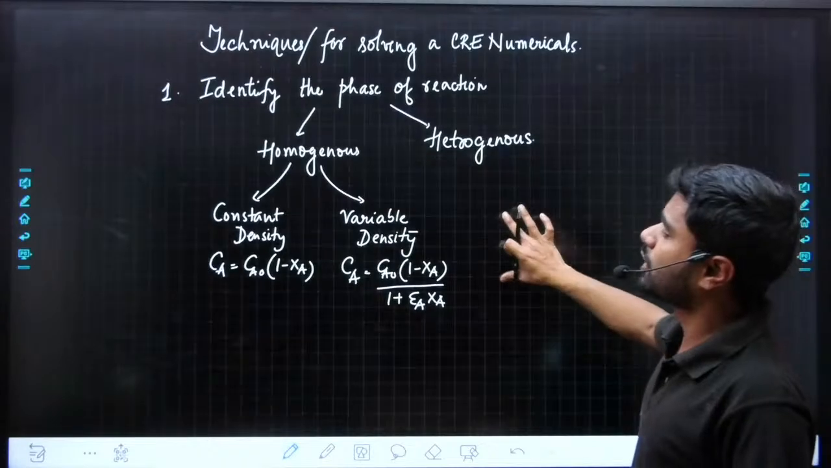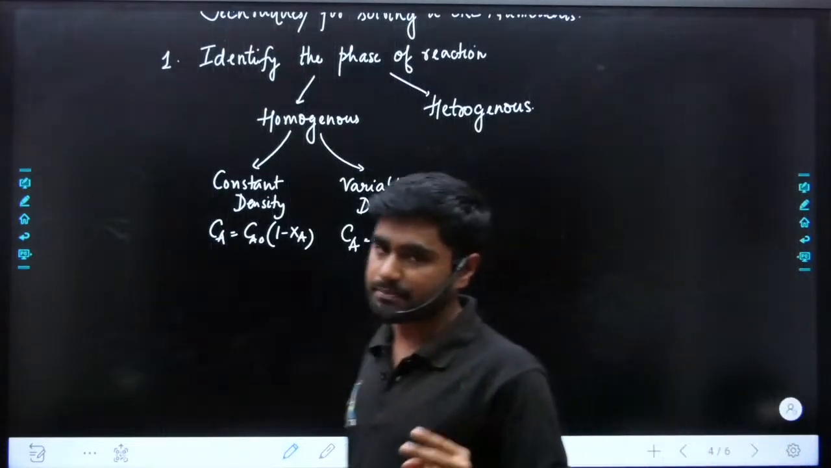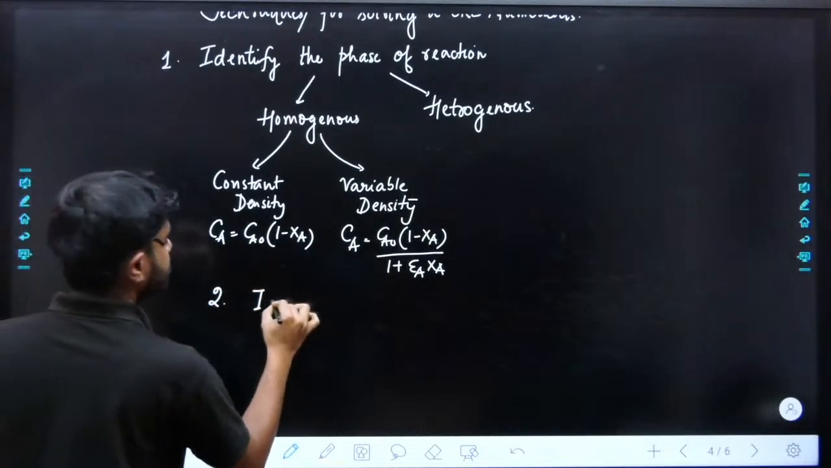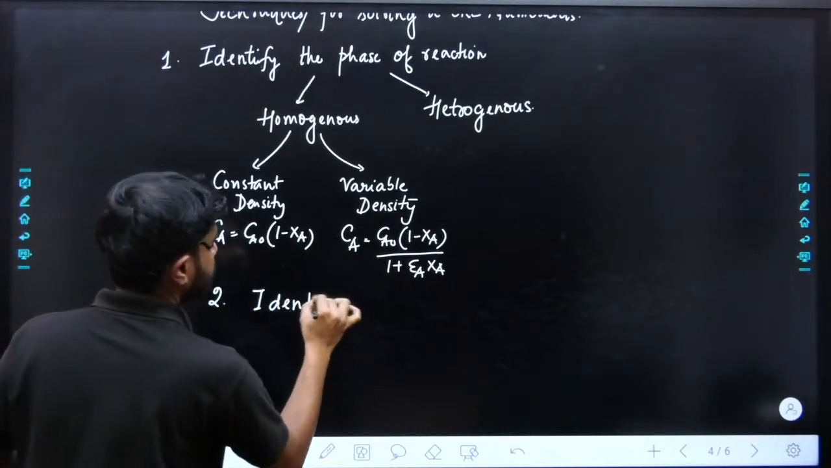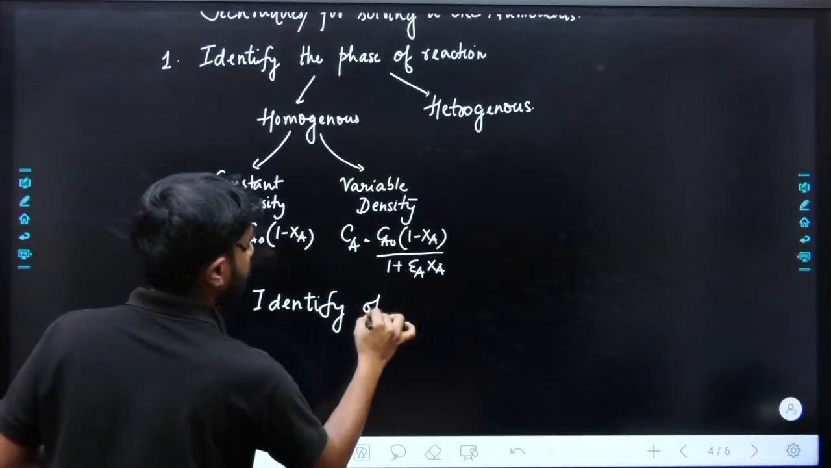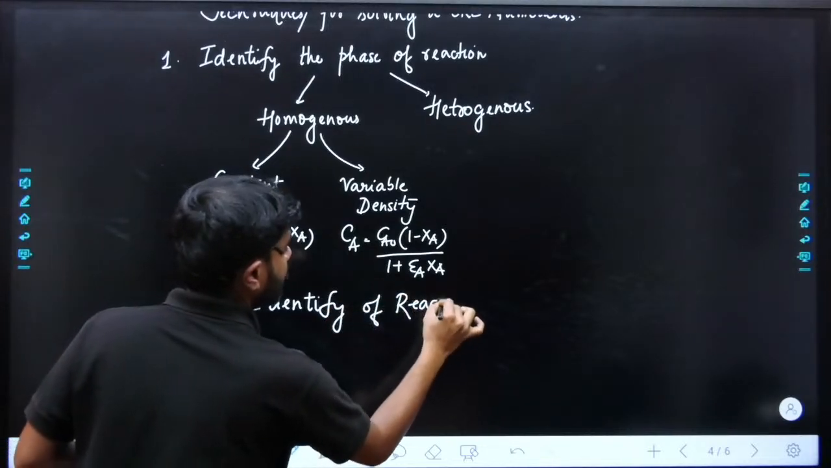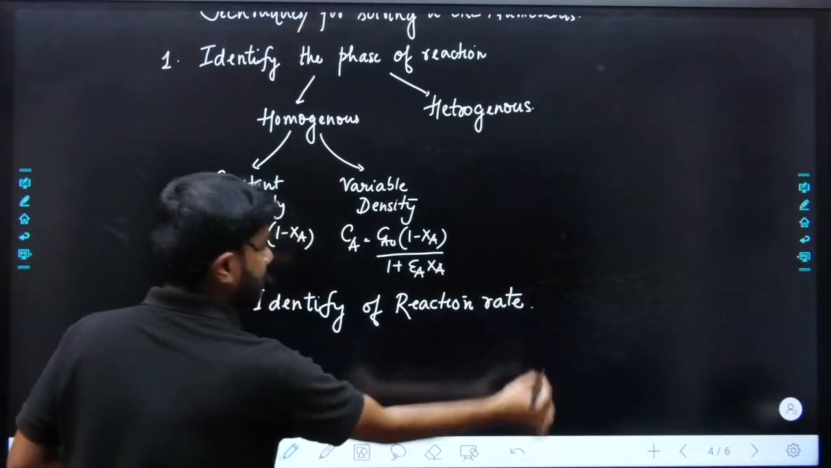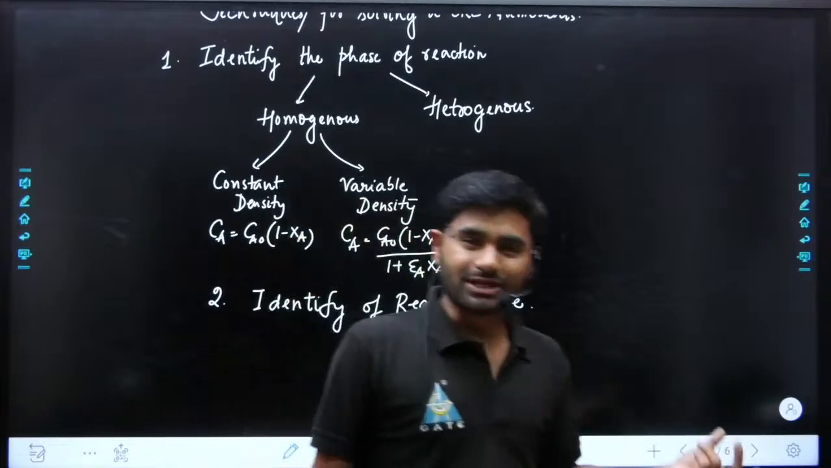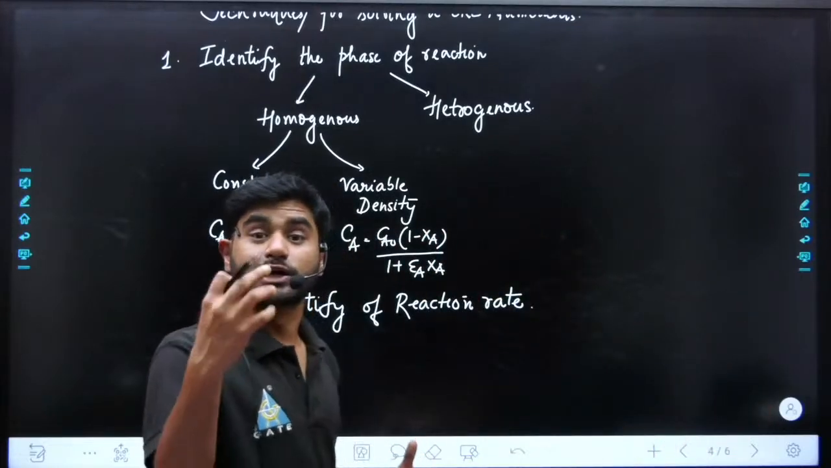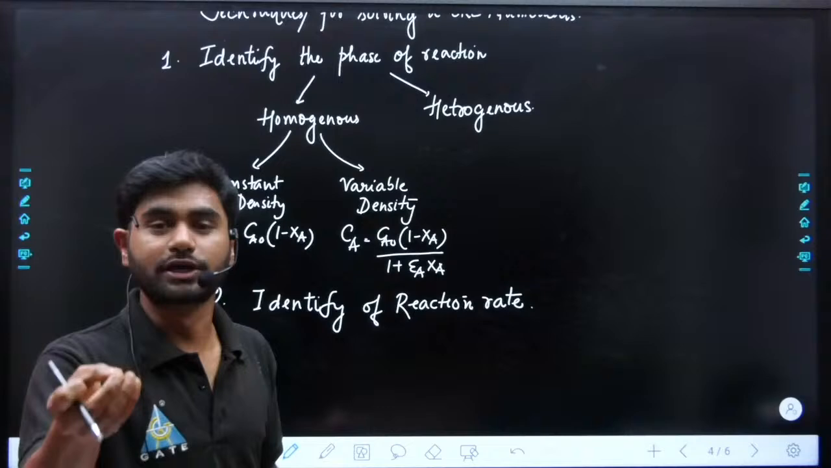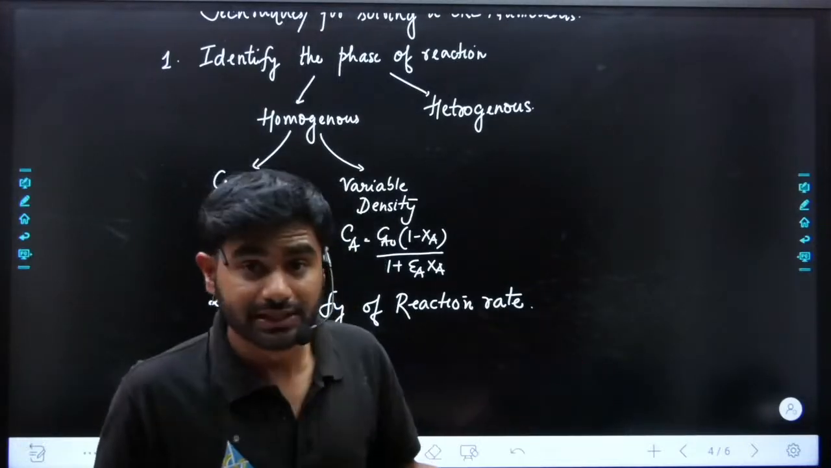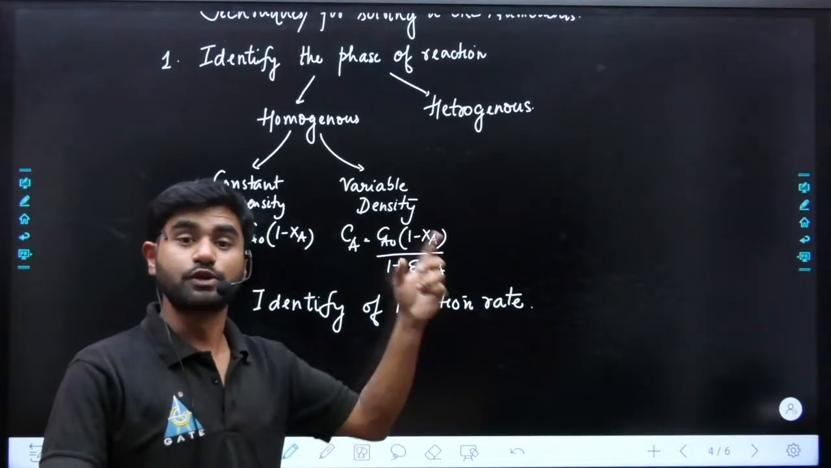Now the second part is identification of the reaction rate. Identification of the reaction rate is the second part. If we know the expression of the rate, we need to convert that expression according to the given question. Some data will be given in the question. Accordingly, we need to convert the given rate expression. That will be the third technique.